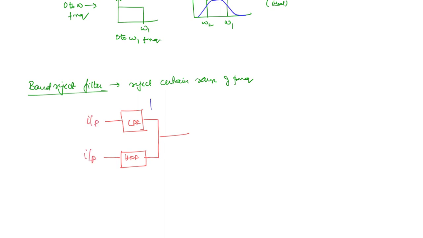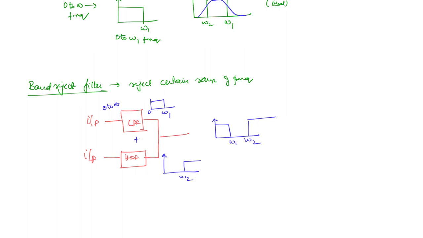What are you going to get in the low pass filter? This will be from 0 to omega 1. All of the frequencies are given, but this will pass only the low pass frequencies, and the high pass filter will pass frequencies greater than omega 2, so that in the output you are going to get 0 to omega 1 and again from omega 2 to infinity. Okay. So you are adding both of these.